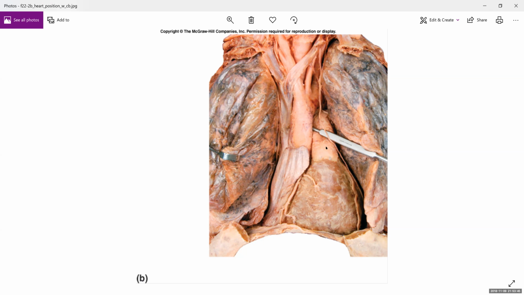Name that vessel. Pulmonary trunk. Name this vessel. Left brachiocephalic vein. And that vessel. Right brachiocephalic vein. Name this vessel. Superior vena cava. All right, very good.